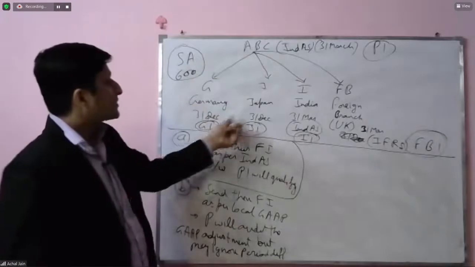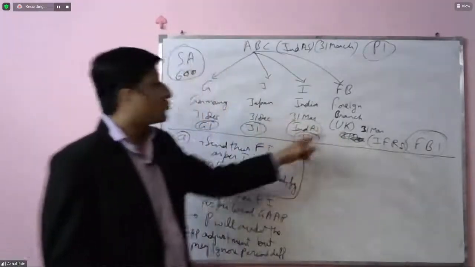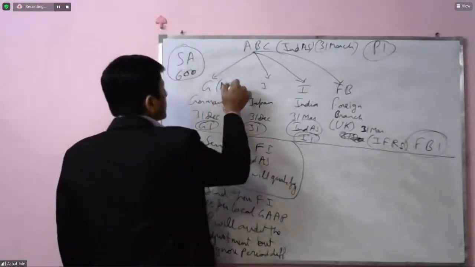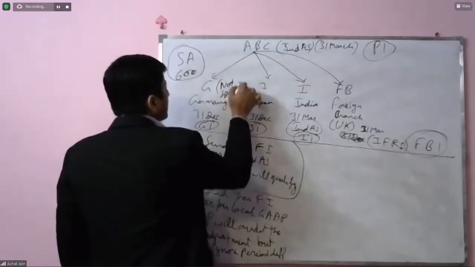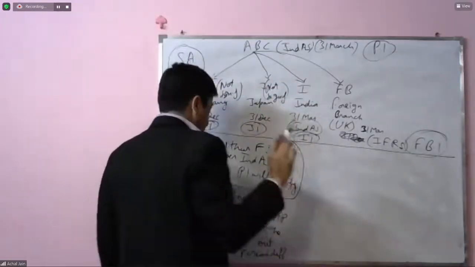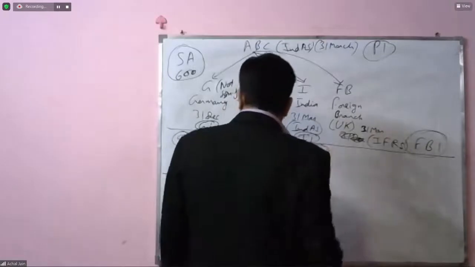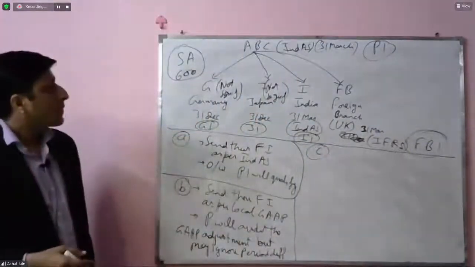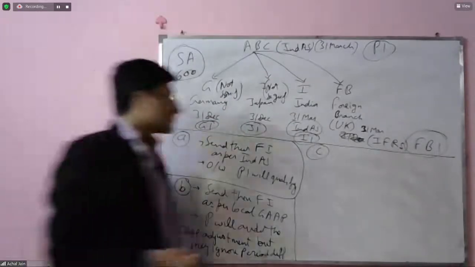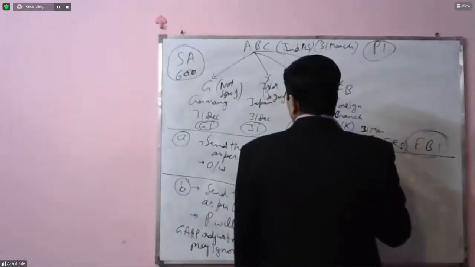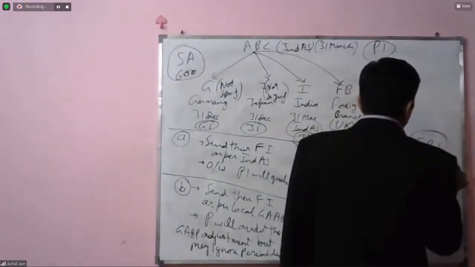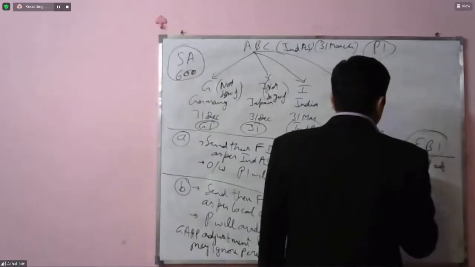This is 31st March, 31st December, 31st December. And these two are 31st March. And the reason for ignoring these differences is, this is not significant at the parent level. Okay. Option number C. Because these two are not significant at the parent level, for G and J, no GAAP adjustments are required.